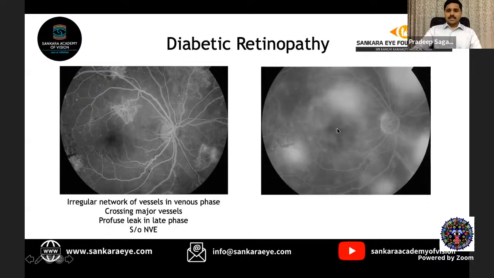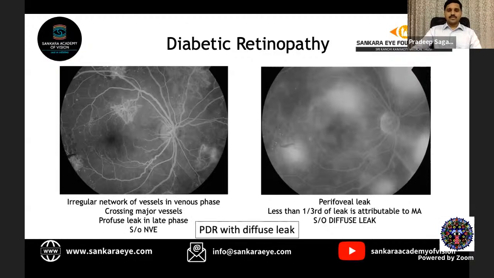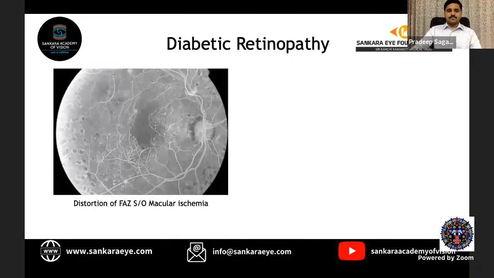Here we can see that in the perifoveal area, there is leak, but on earlier frame, we didn't see much of microaneurysms. So this is again classified as a diffuse leak. So it's a case of proliferative diabetic retinopathy with diffuse leak at the macula.